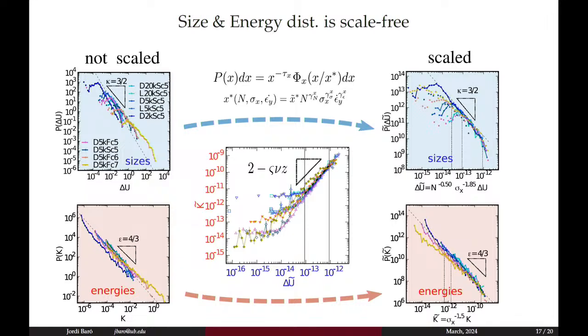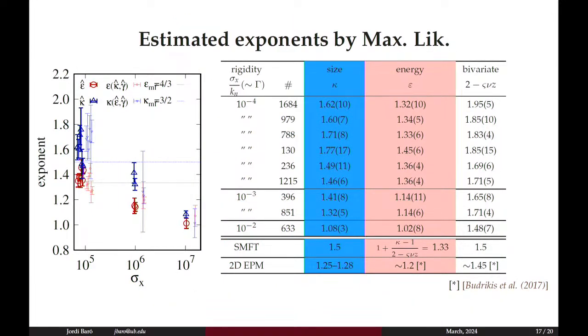And then if you look at this, essentially what we observe is that the only parameter that matters here is this confining pressure, right? Remember, high confining pressure means soft particle, means low rigidity, low confining pressure means high rigidity. So here in blue, I'm showing the exponents of the size distribution of these energy drops, these elastic energy drops. And in red, I'm showing the energy distribution, so these kinetic energy peaks. This is what we should expect with the mean field theory: we expect this 1.5 here and this 1.33 here.